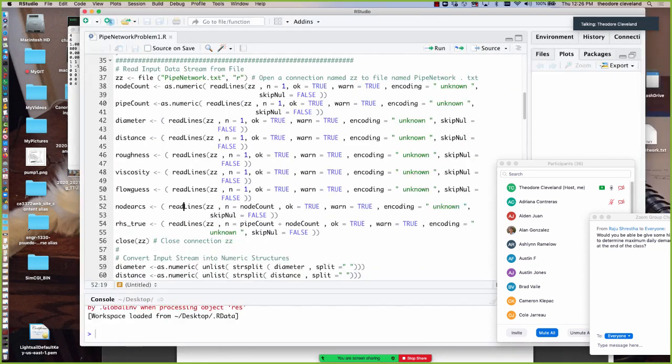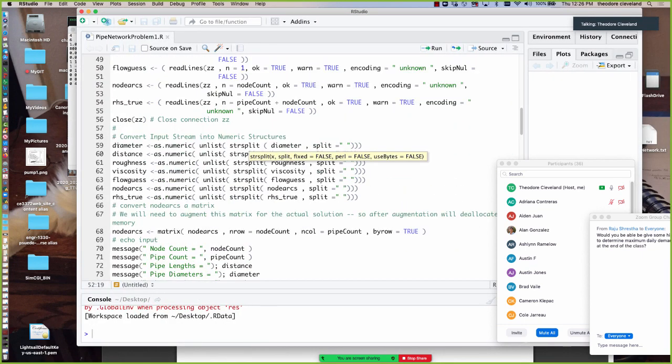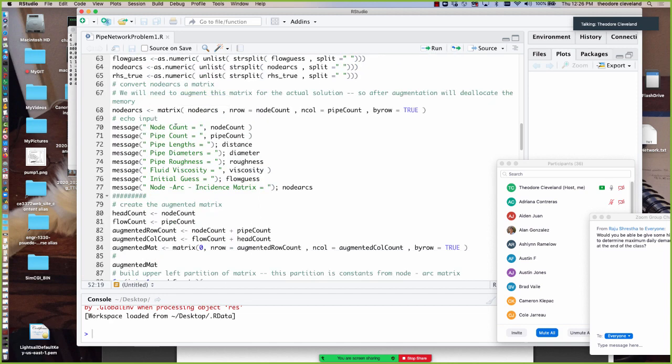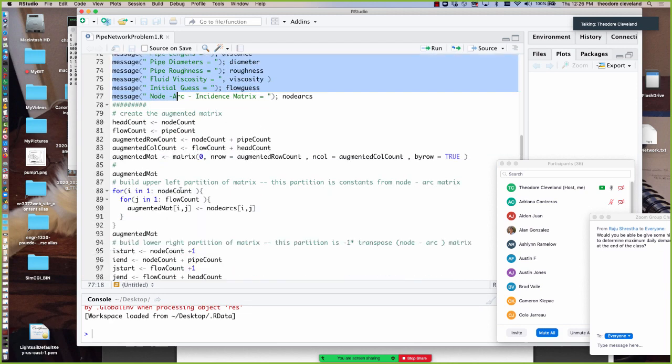Then after it's read that, we do a little bit of work to convert those string values, because those are just characters right now, into numeric values. Then we report back to ourselves what we just read. Then we start building the matrix. The augmented matrix is the matrix that has that horizontal line in it.